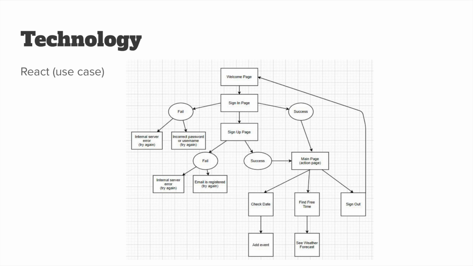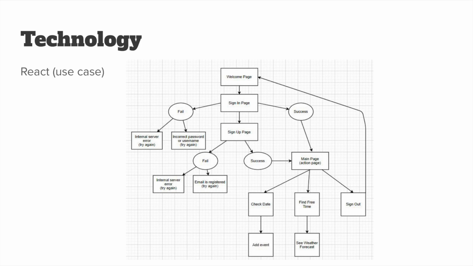When you sign in or sign up successfully, the web will redirect you to the main page, which contains all the functions we have: check date, find free time, and sign out. In check date, you input a specific day that you want to check for any events. A list of events from the server on that day will be sent to you. Here, you can update and delete an event if you want. Moreover, you can also add an event by putting in the title, start date, start time, and end time, and this will be added to your calendar.